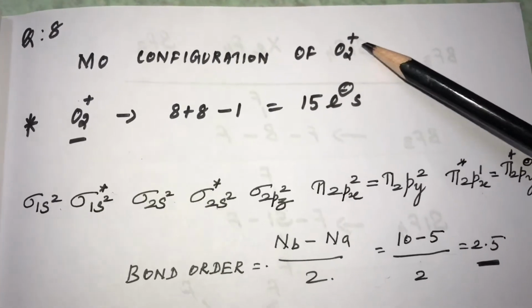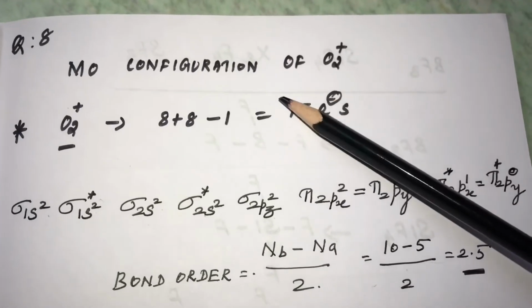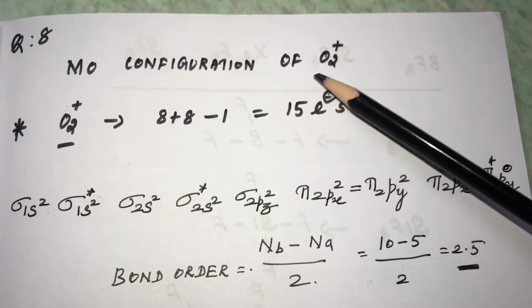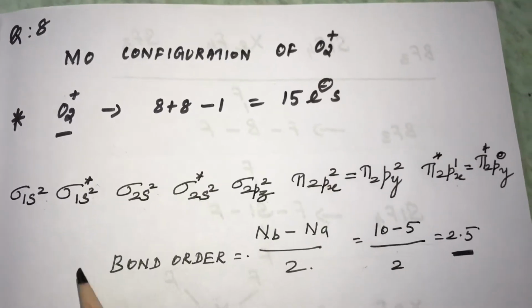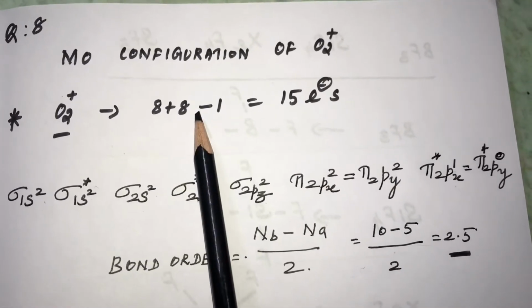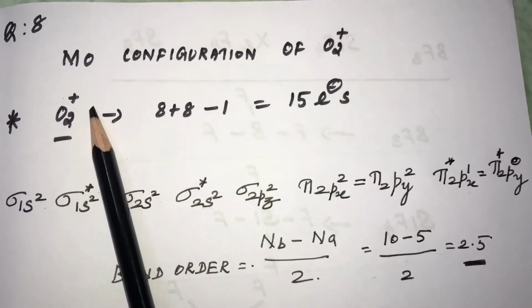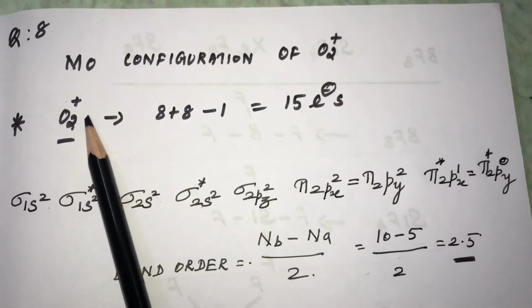The first species given is O2 plus. The molecular orbital configuration of O2 plus: 2 oxygen atoms, 8 plus 8, 16 electrons, and the plus charge is given, which means it is deficient in 1 electron.